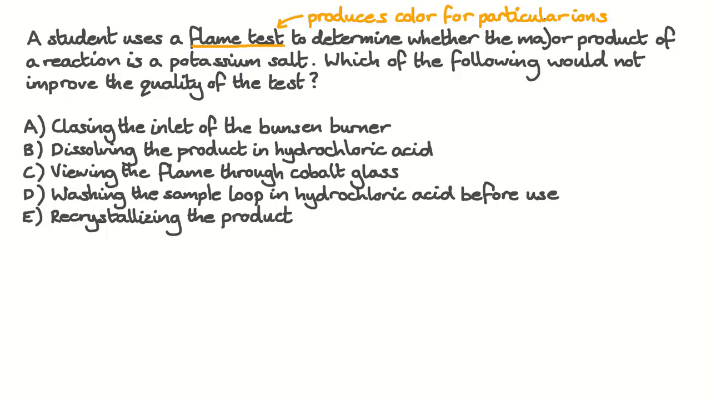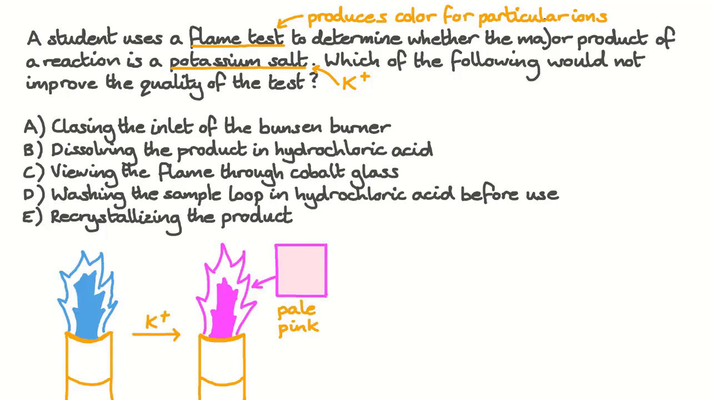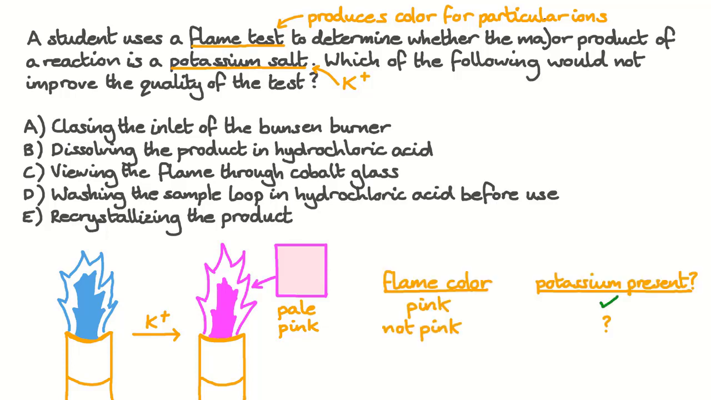A flame test is a way of checking for the presence of certain ions by the production of a particular colour of flame. A potassium salt will contain potassium plus ions. The addition of potassium salts to a roaring blue Bunsen flame will turn it a pale pink. If, when the student does the test, the flame colour is pink, then there's definitely potassium present. However, if the flame colour is not pink, it's not necessarily clear whether potassium is there or not.